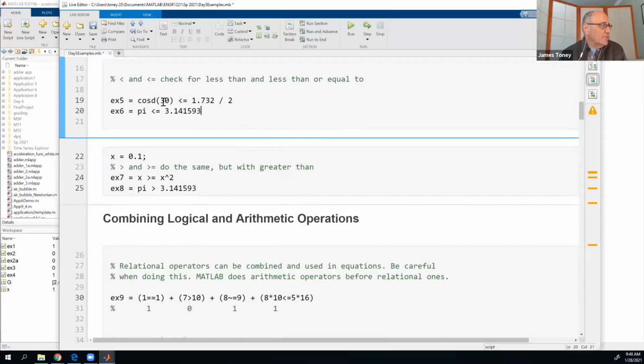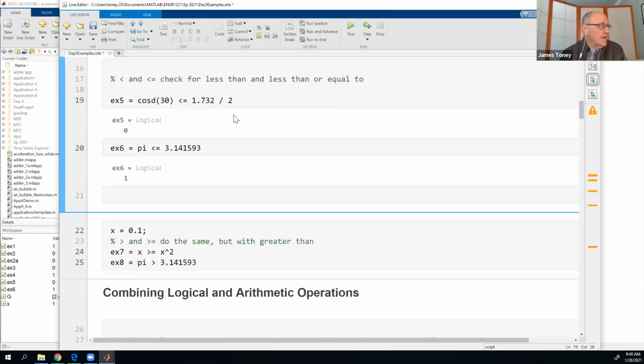All right, so is the cosine of 30 degrees less than or equal to 1.732 over 2? Cosine of 30 degrees, by the way, is the square root of 3 over 2. And the square root of 3 is about 1.732. In fact, it's a little bit more than that. So when I do this comparison, I get a false. Is it true that pi is less than this? Yes, it's 3.1415926 something. So it's a little bit less than this, so I got true.